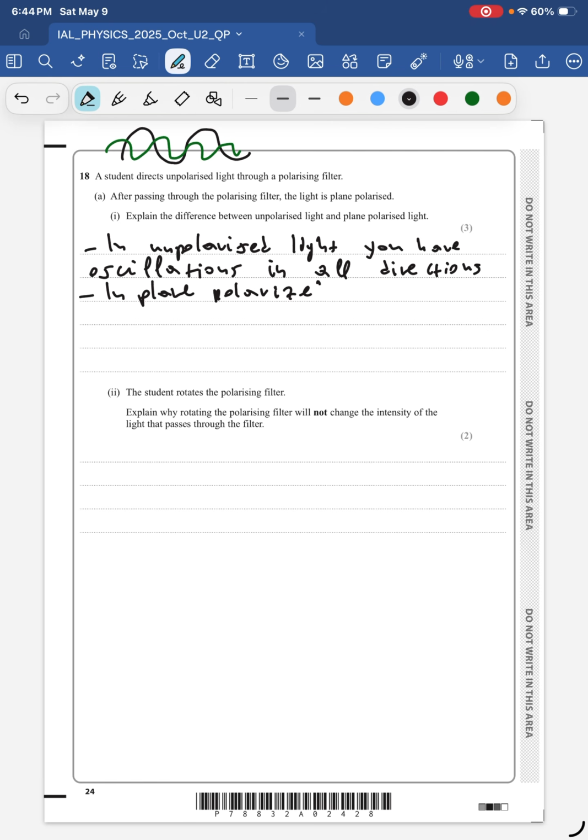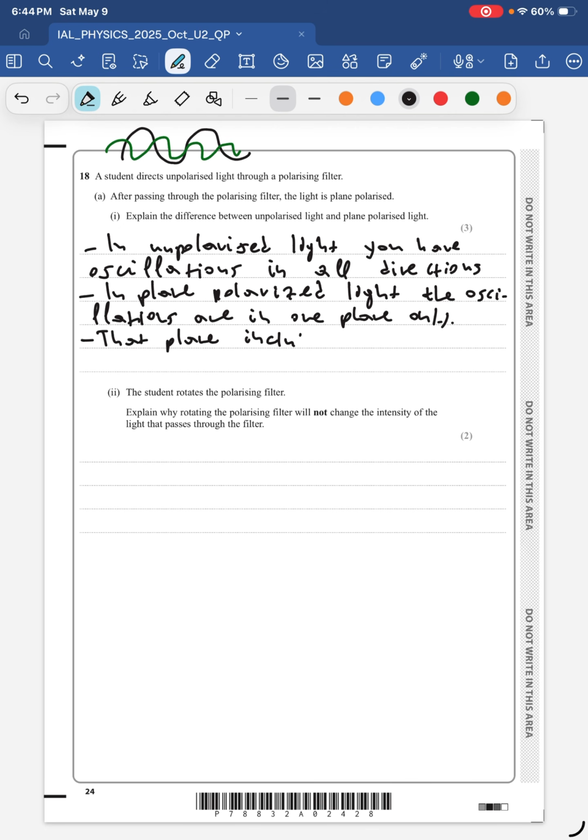Okay, in polarized, so in plane polarized light, the oscillations are in one plane only. Okay, and also that plane includes the direction of travel. So what we mean by that is that plane polarized light will look like this. Okay, so this light travels in this direction. So you see that the oscillations are only in this plane that I just drew. Okay, I hope this makes sense.